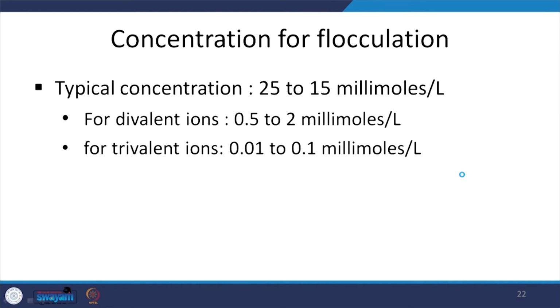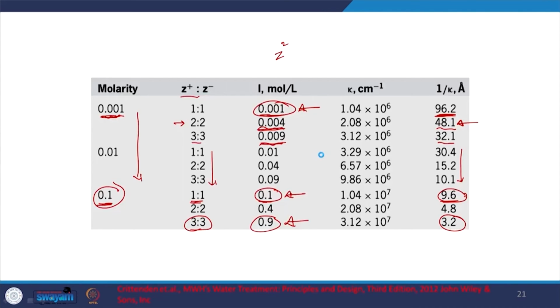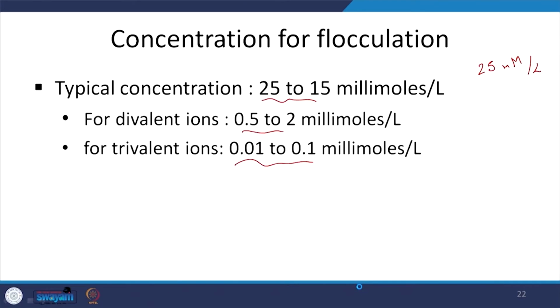So concentration required for flocculation, typical concentration seems to be 2.5 to 15 millimoles per liter. So obviously if it is divalent or trivalent, it's going to be relatively lesser, right? That obviously was illustrated when we looked at this particular table given in Crittenden et al. This is a good book if you are looking at any aspect of water treatment. That's one thing I wanted to mention.